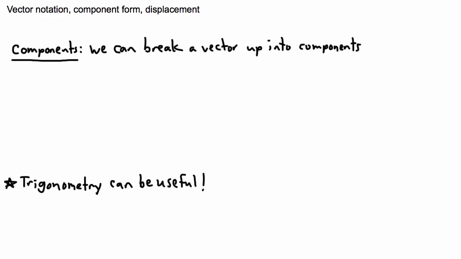With vectors, we can also learn about components and something called component form, and we can talk about displacement. So first, I'd like to start with components themselves. We can break up a vector into what we call components. By component, I mean pieces. This is what I mean.